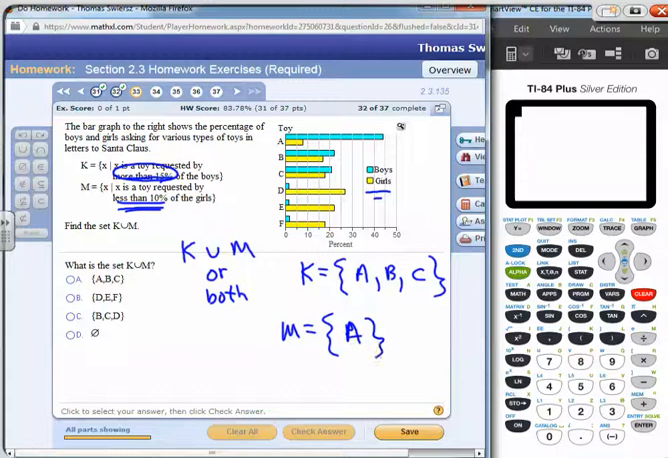And now what? We're doing K union M, in one or the other, so it's A, B, and C. We do include A, it's in both, and B and C are in K. Remember, it's one or the other. So the union of these, A, B, C, and A, is A, B, and C, which, of course, is choice A.